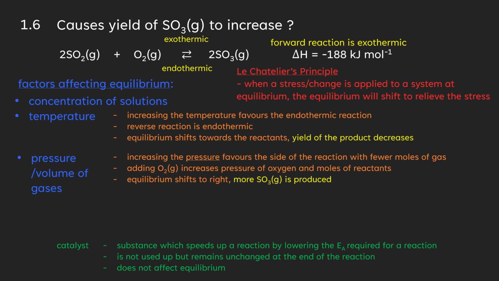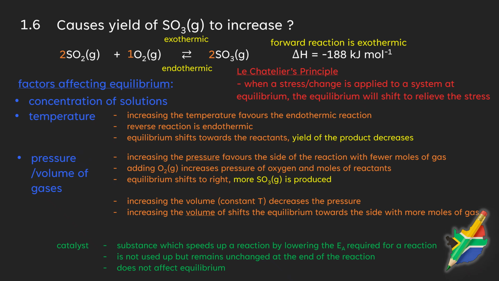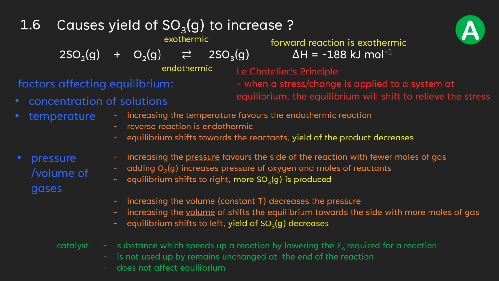Finally, answer D mentions increasing the volume of the container. Increasing the volume of a gaseous equilibrium has the effect of decreasing the pressure. This will shift the equilibrium towards the side with more moles of gas in order to increase the pressure again. And in this case, increasing the volume, the equilibrium will shift to the left. The result is that the yield of sulfur trioxide will decrease. We have confirmed that answer D is incorrect. Finally, the answer is A.